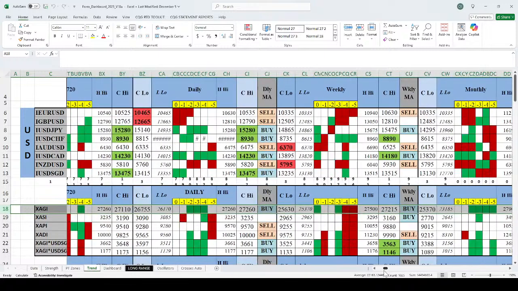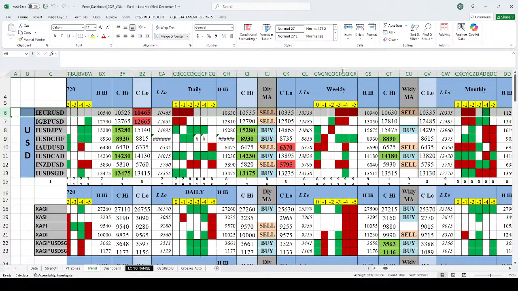Then this, we call it a trend map. White boxes mean the market is in a range or in congestion. Red means the market is going down. Green means the market is going up. Very simple. And this will also tell you the previous week high and low. For instance, if you're looking at euro dollar, the previous week low happened at 103.35, and the highest high on the current week is 106.30.